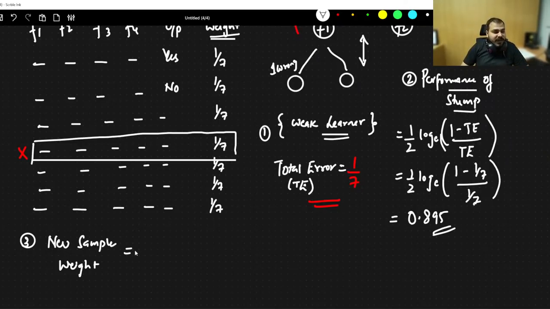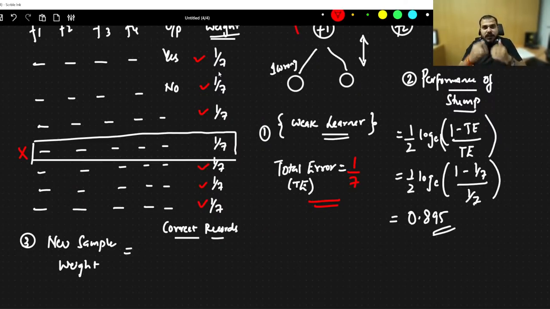If I want to update the sample weights, I will first do it for the correct records. Whichever are correct, like these records, all are correct. When I update the weights of these records, they should reduce. And for the wrong records that I have, the weight should increase. Why?